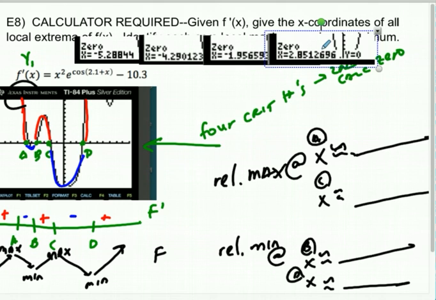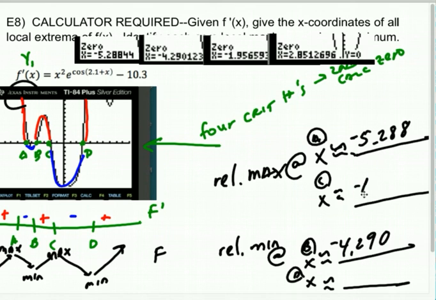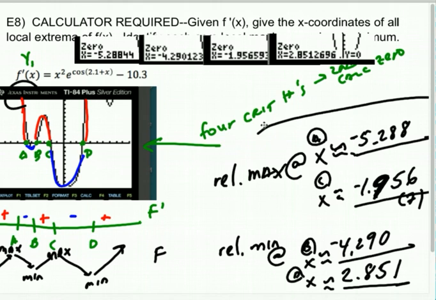So when I give my answers, I need to say that my A was negative 5.288, right? B was negative 4.290. Notice I'm making sure to put them at the right spot. C was negative 9, my bad, 5, and either 6 or 7, depending if you round or truncate, right? Either answer would be right. Don't write both. And then D was 2.851. Okay, so those are my answers, and I labeled them as max or min. So again, you're using your calculator to graph this, and then the graph is your visual sign chart.